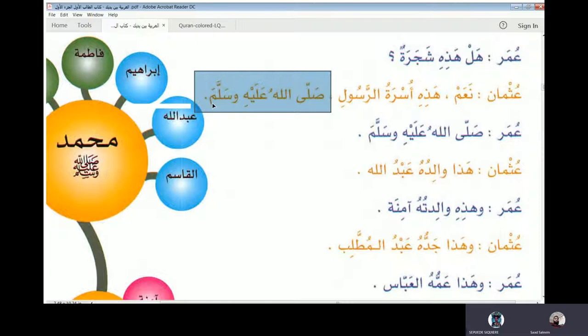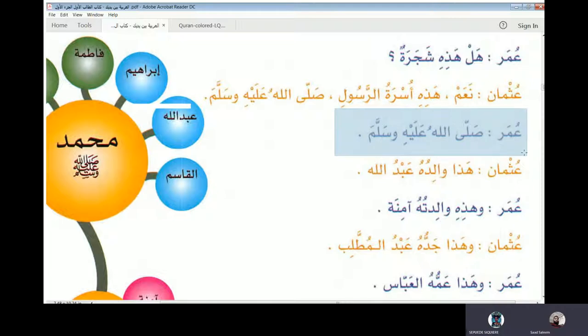The Prophet, sallallahu alayhi wasallam. This is the Prophet's family tree. Yes, this is the Prophet's family. Peace be upon him. Okay, next. This is the Prophet's family.